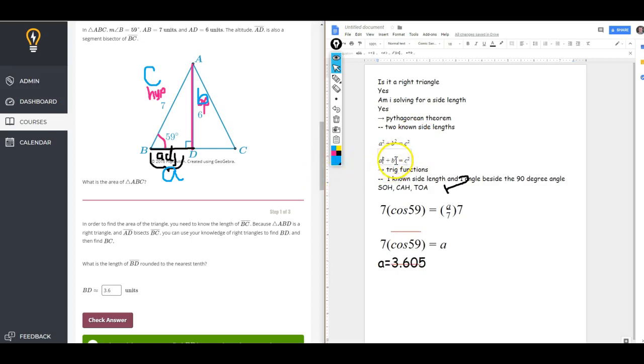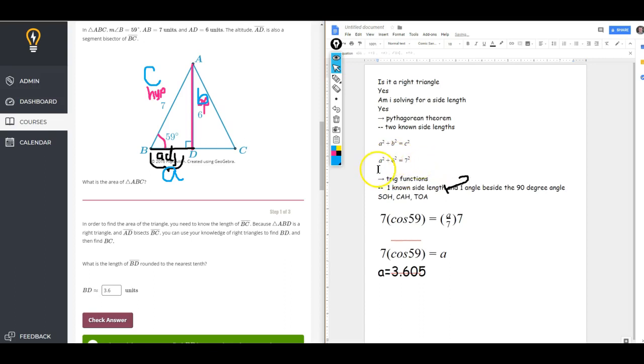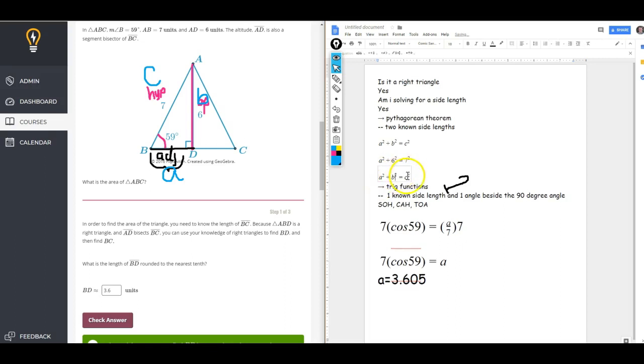I do not know A. I do know that the value of B is 6 and that the length of side C is 7. So then we would have A squared plus 6 squared equals 7 squared. So I could simplify. 6 squared is 36. And 7 squared is 49.